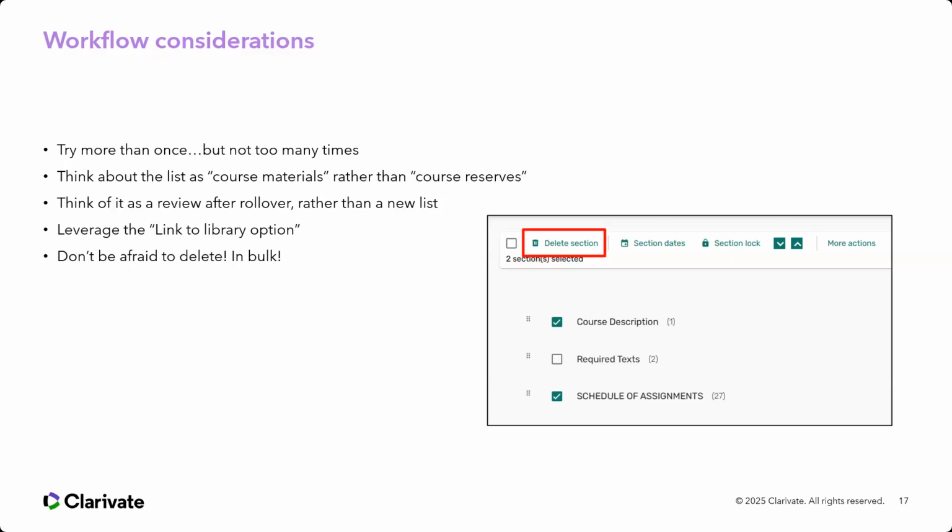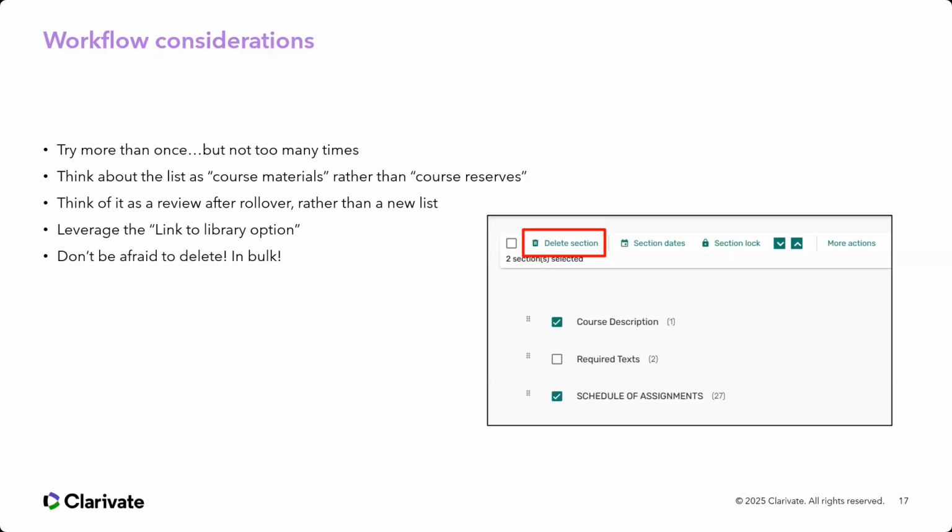And then the last one that I have here is don't be afraid to delete, and don't be afraid to delete in bulk. This example that I have here is actually the one where it had chapter 1, chapter 2, chapter 3, chapter 4, chapter 5, and so on in this schedule of assignment section. So there's actually 2 unique titles on this reading list. If you don't want to see all of the other stuff that came through, all of the references to specific chapters, you don't have to.